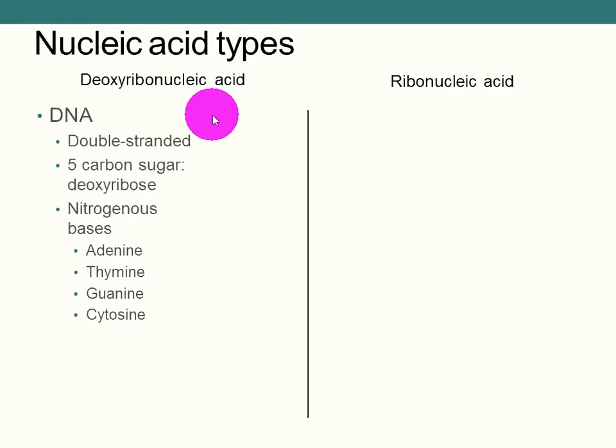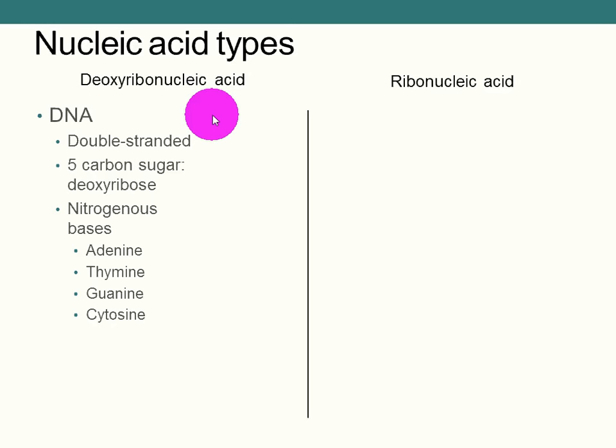It's a double-stranded molecule. So basically what happens is those little nucleotides, those monomers, get strung together into one chain, and then there are basically 2 chains that wrap around each other. DNA is often referred to as that double helix, if you've ever heard that term before. The reason it's called DNA is that the 5-carbon sugar is called deoxyribose. Basically, it's missing an oxygen compared to its other friend.